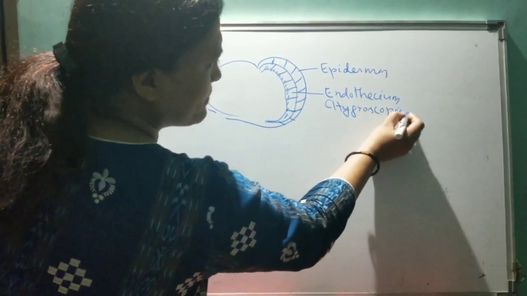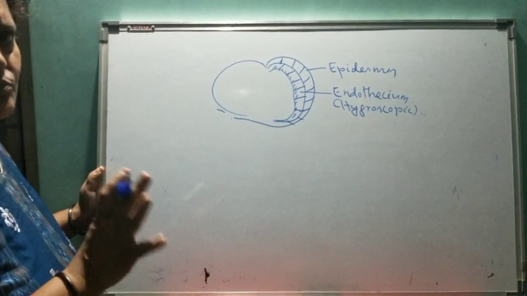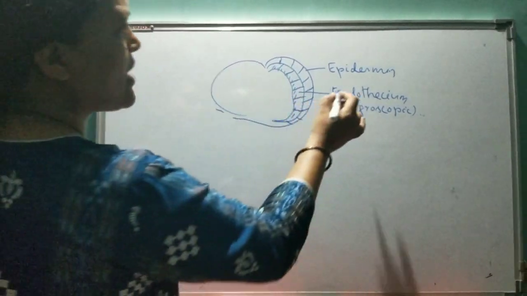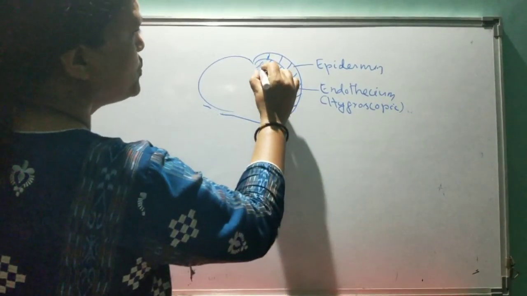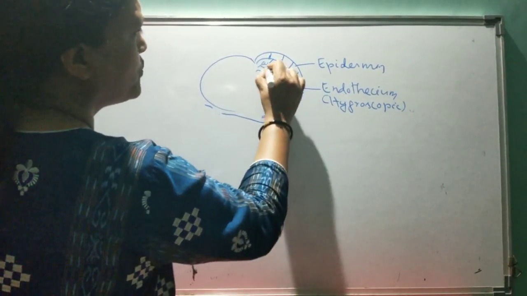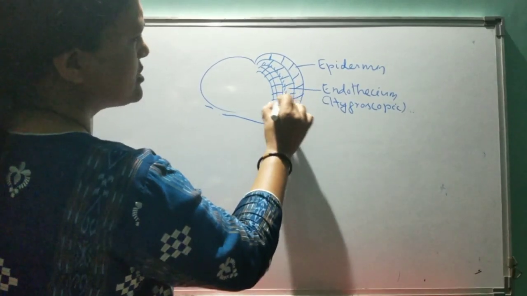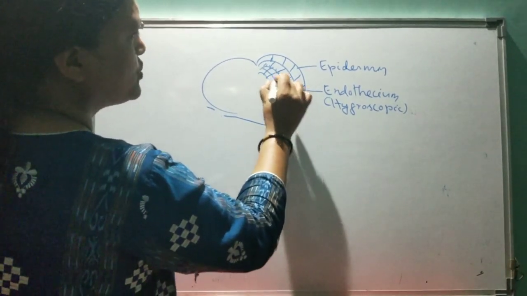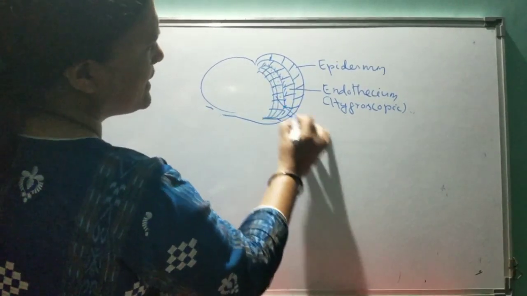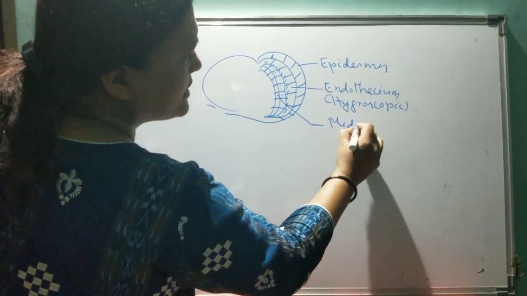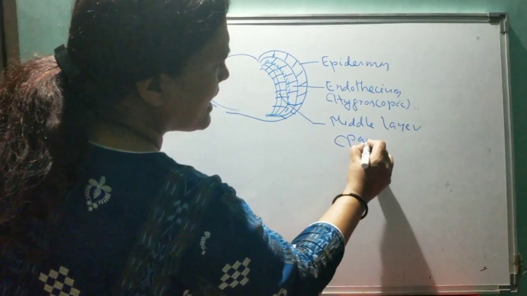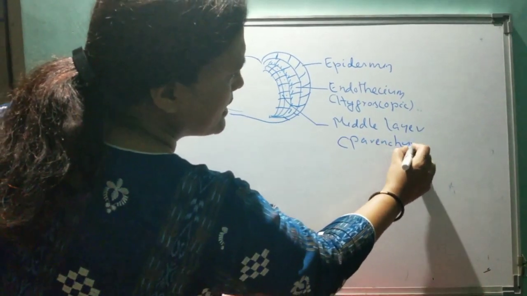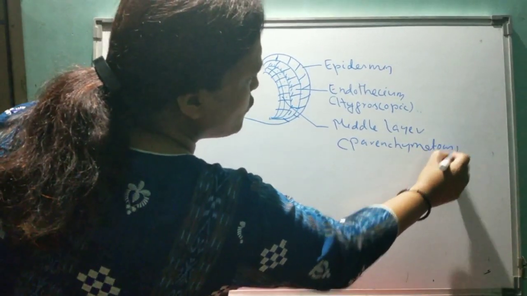Hygroscopic in nature means it can absorb water and it can move with the help of water. Now, just below the endothecium, there are 2 to 3 layers of middle layer. This middle layer is parenchymatous in nature, which means it can store food.